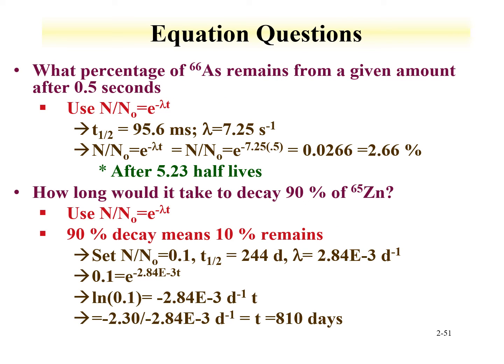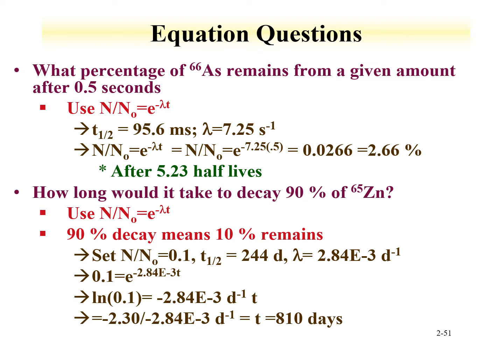Other examples of equations, reactions, and decays you should be able to understand from this first lecture are shown here. So for instance, if you're given a certain isotope, arsenic-66, figure out how much of that isotope remains after a given time, half a second. So how would one do that?